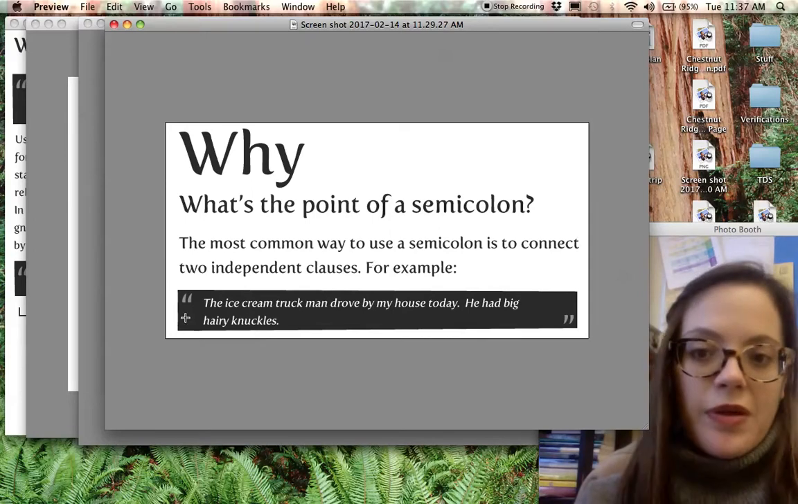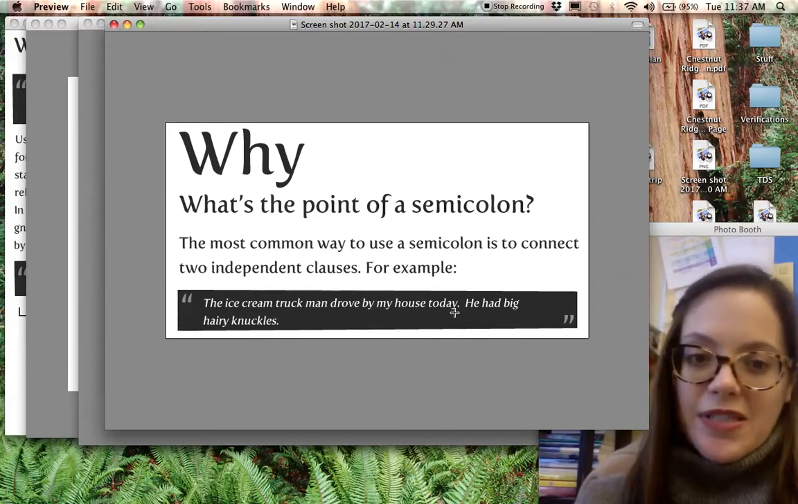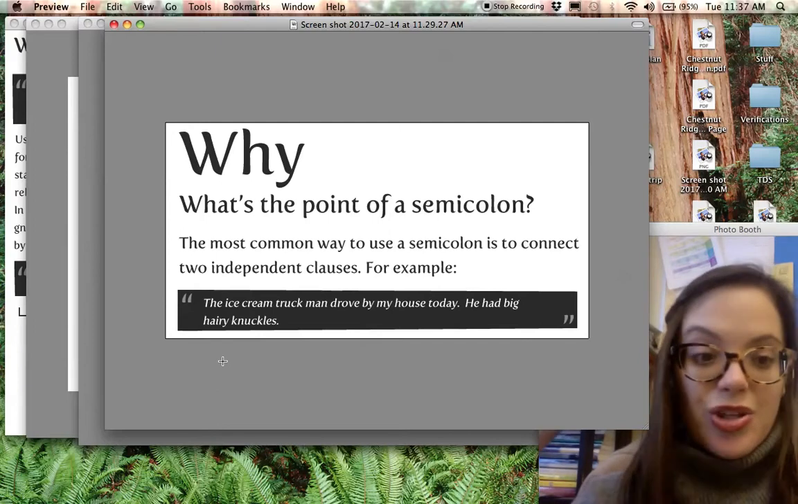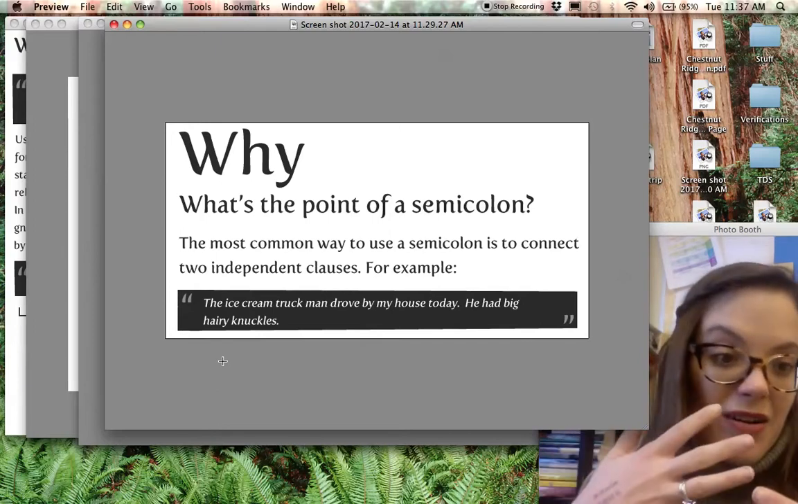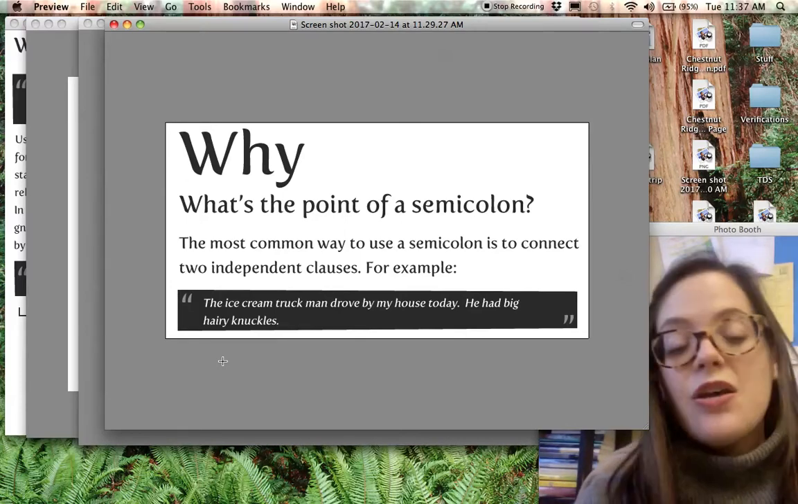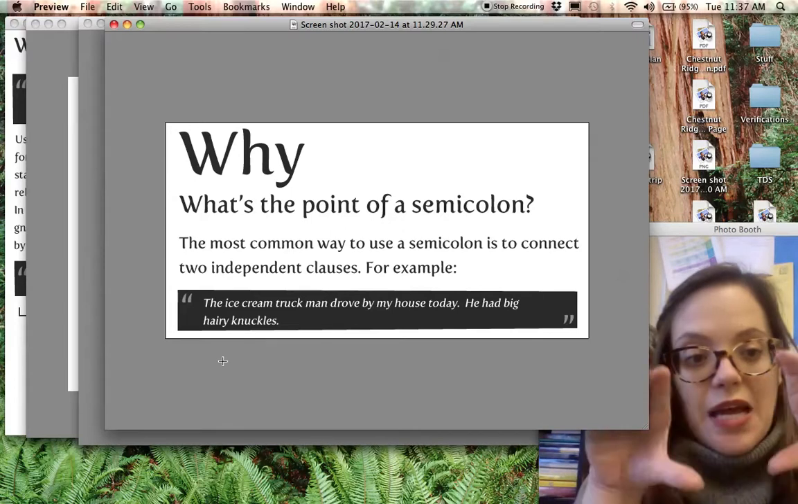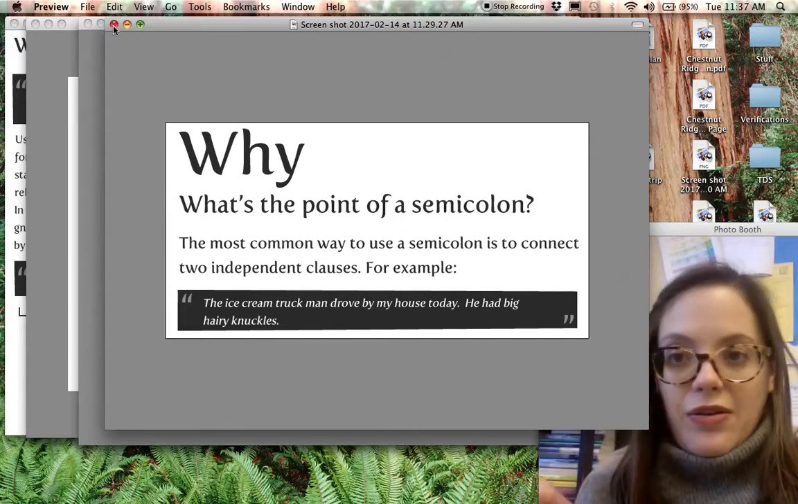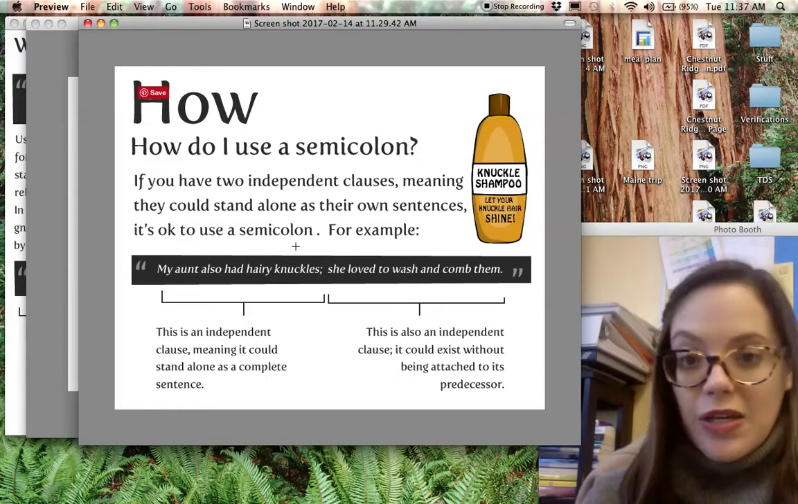For example, the ice cream truck man drove by my house today. He had big, hairy knuckles. So I have two independent clauses there. I can just put those things together and join them with a semicolon instead of having to make two separate sentences. So a semicolon is a nice way to stick two sentences together.